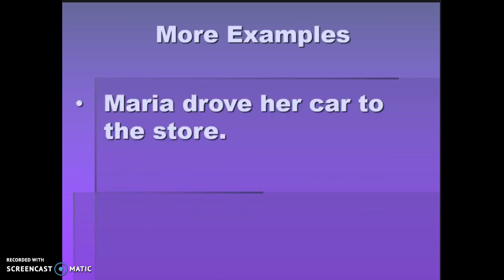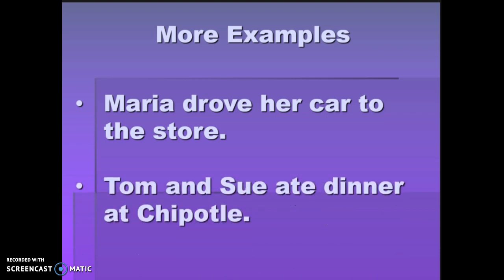Maria drove her car to the store. Tom and Sue ate dinner at Chipotle. What I'd like you to do is write down one of these two sentences, find the subject, find the verb, and then finally find the direct object of just one of these sentences. So pause this video, write down one of them, and identify those three things.